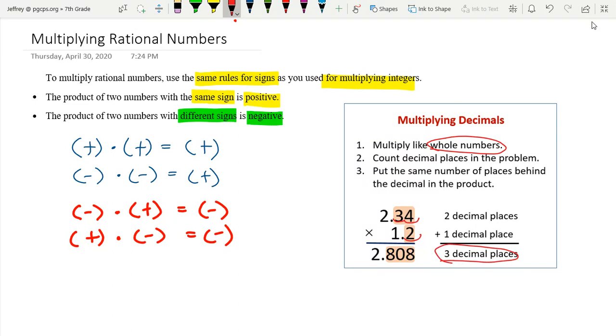So that's the third step. You put the same number of places behind the decimal in the product. So we go from right to left: 1, 2, and 3. And this is where the answer is.